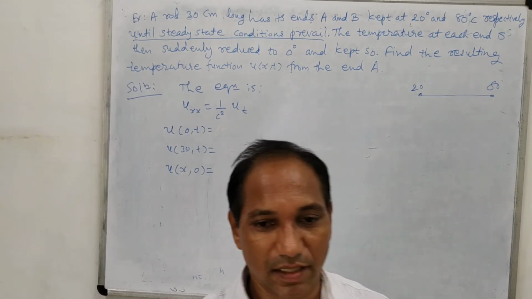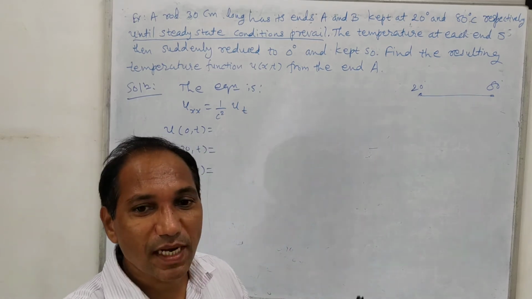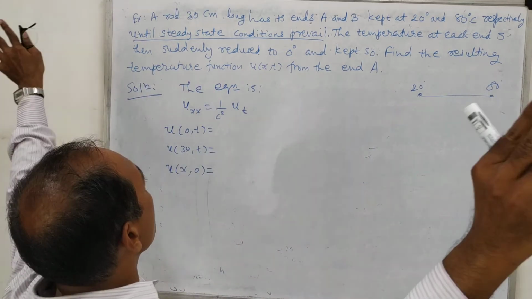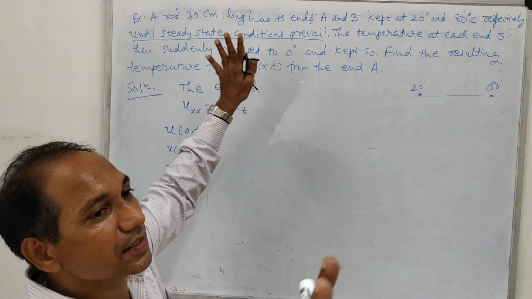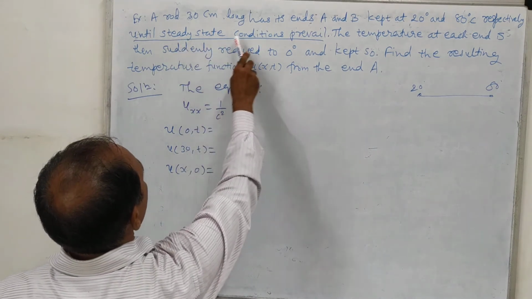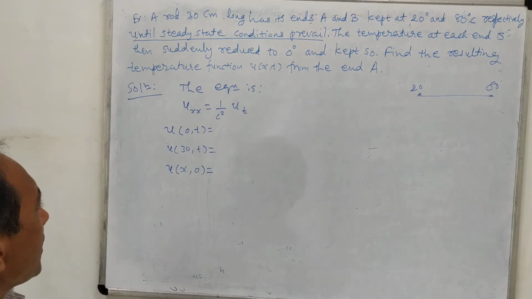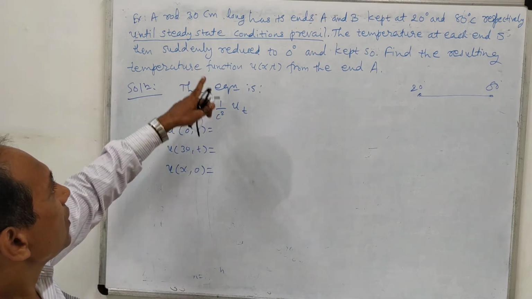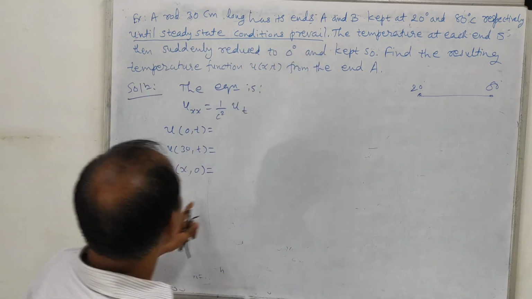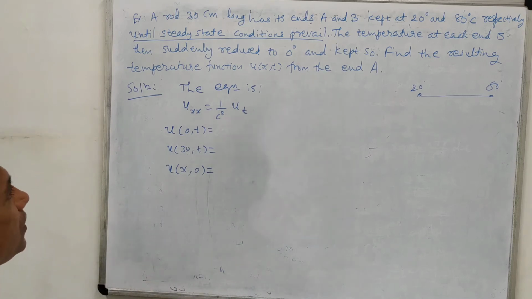And suddenly, if we remove the steady state condition and start a time t, nothing will remain in the steady position. So the steady state condition is up to time t equal to 0, when time has not started. Whatever we get is for time t equal to 0. That means we will get the value for the third condition, u(x, 0).